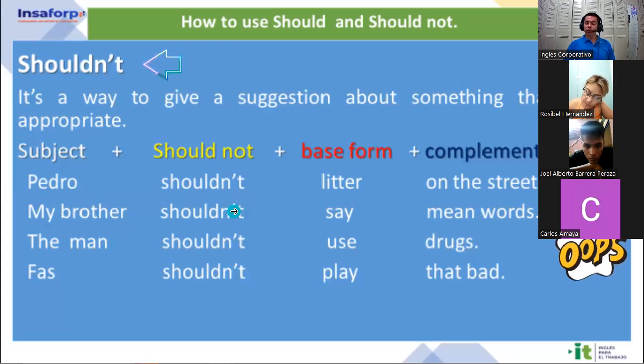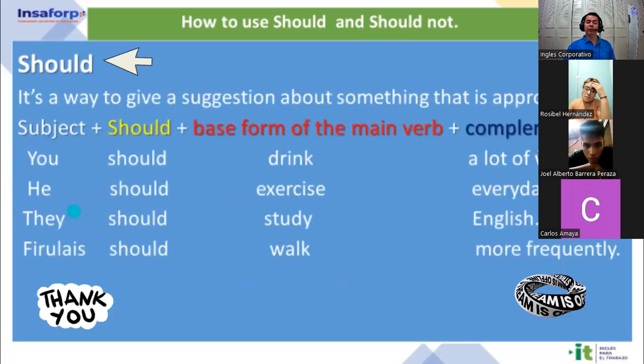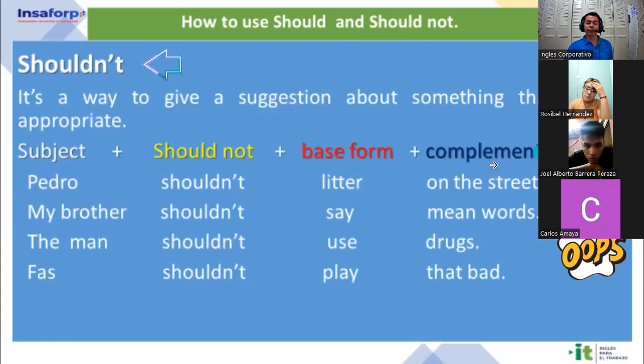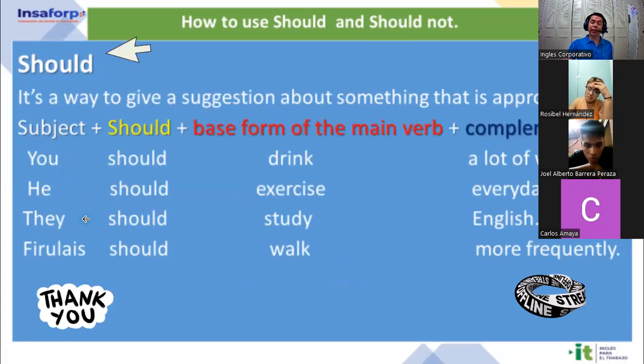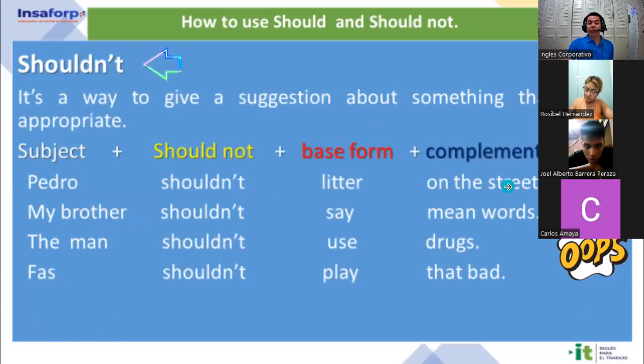Okay, any question so far about the use of should in affirmative and shouldn't in negative? So should es para dar consejos o sugerencias acerca de algo que es correcto, que es bueno. Y shouldn't es para dar sugerencias acerca de algo que no es bueno, que no deberíamos hacerlo. ¿Ok? Questions?